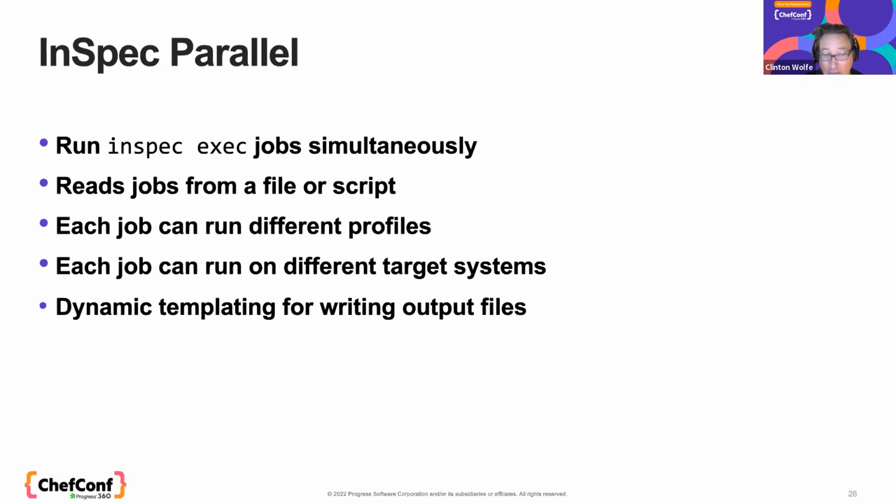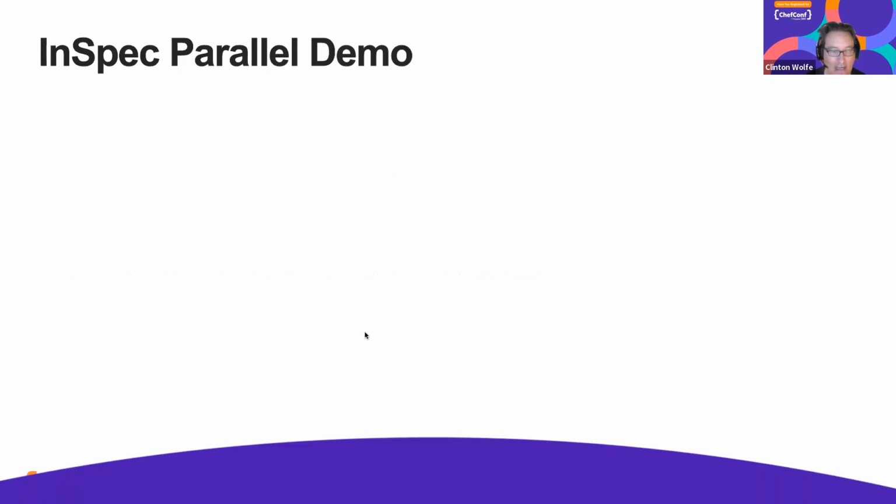And finally, it even supports dynamic templating for writing output files. So you can have your list of jobs be dynamically generated by ERB templating. There's so much this thing can do. And unfortunately, we don't have time to do much of that. But please be sure to catch the other presentation, Parallelism in Cloud Security, which will tell you all about the many features that InSpec Parallel has and show you some of the deeper examples. Here, we can only just scratch the surface. So let's see a demo real quick of InSpec Parallel in action.